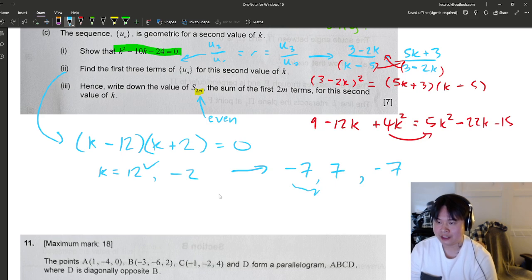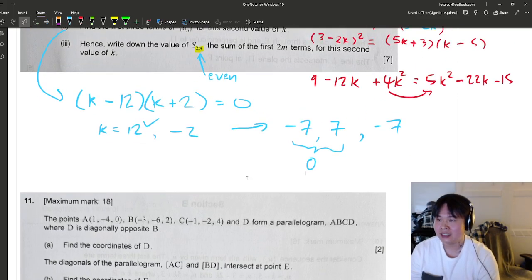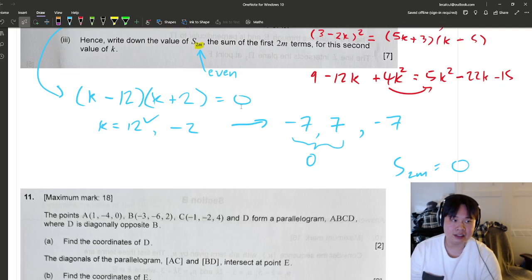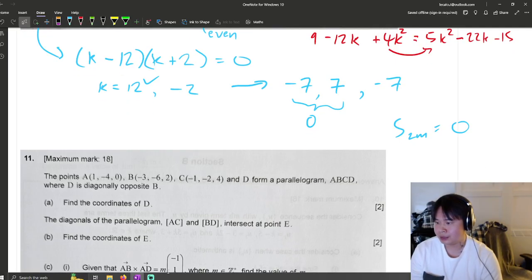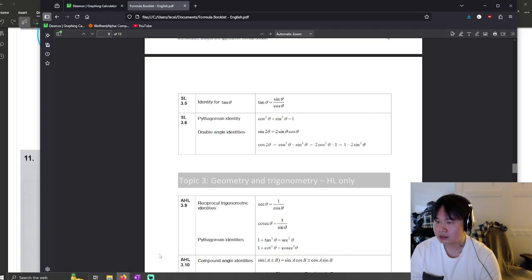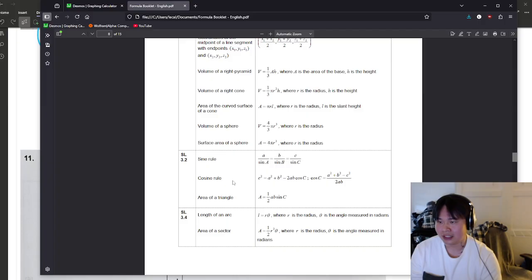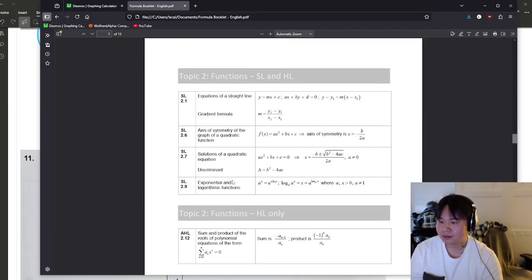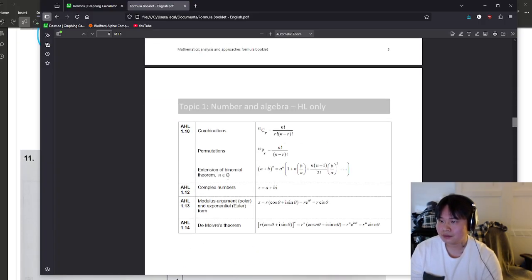And we know that every pair of the second one is going to sum to 0 because they're just alternating between negative 7 and 7. And we always are adding an even amount because it's 2m. So S2m is 0. Again, you can also just pull out your formula sheet and plug in the values. And then you'll also get 0.